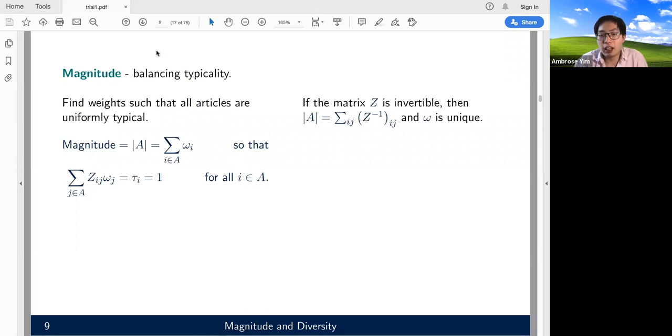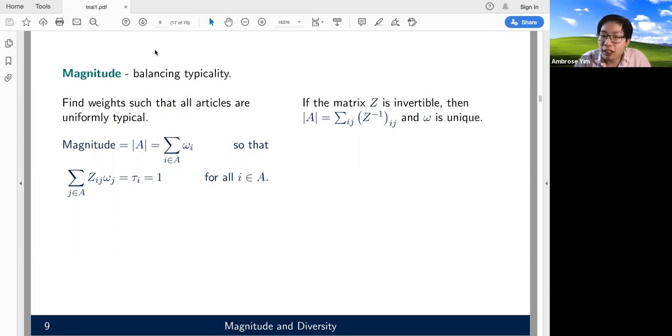And if this matrix Z is a so-called invertible matrix, then this magnitude is actually equal to the inverse of Z as a matrix, and we sum up all the entries of this matrix. So this again goes back to the concept that we want this size to be somewhat like an inverse of similarity, where the more similar articles are to each other, the smaller the effective size.